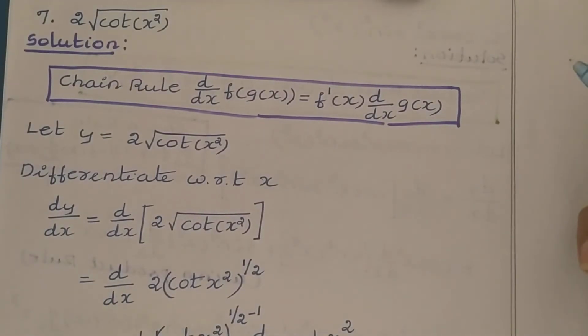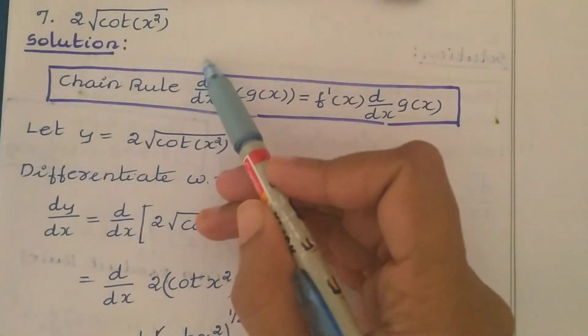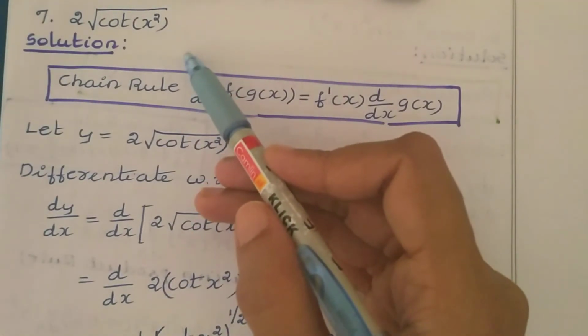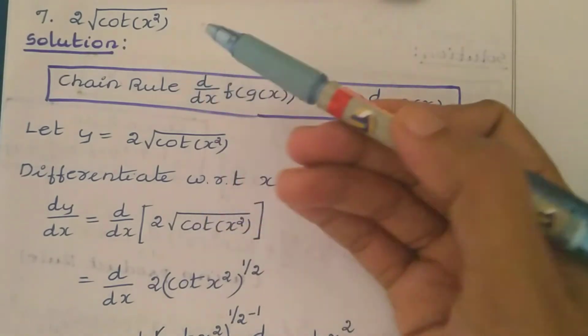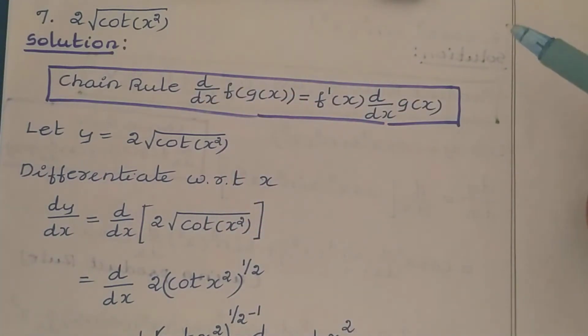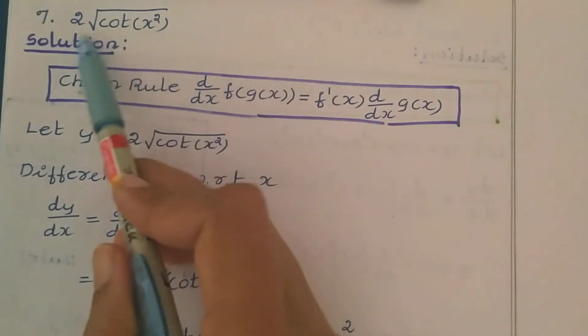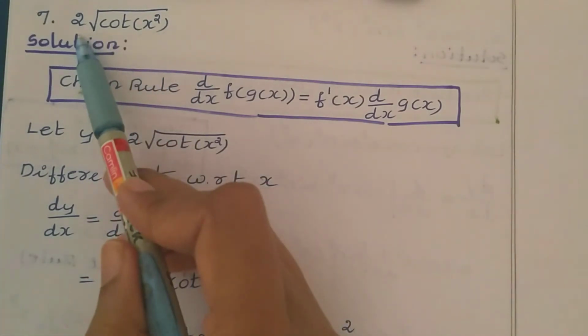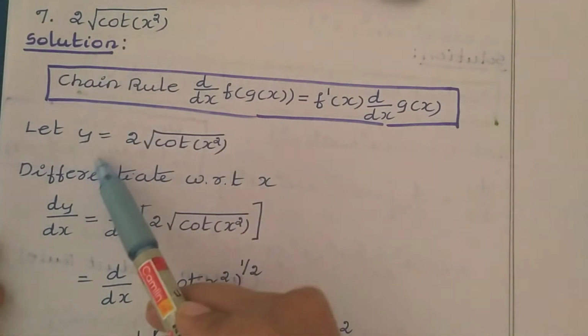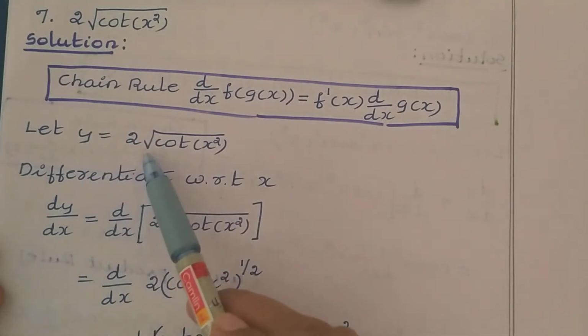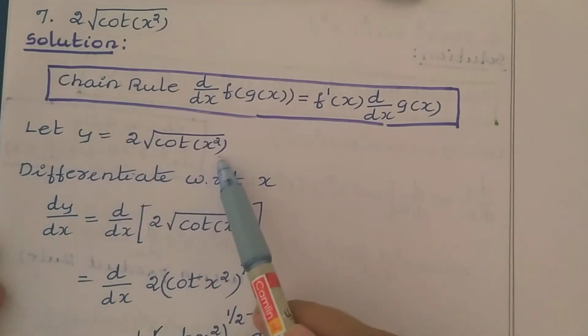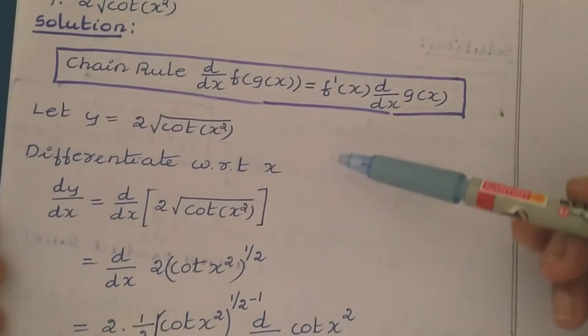Question number 7, 2 square root of cot x square. So here we have to differentiate this function. Here we can't apply the product rule or quotient rule because we have this cot x square function. There is no multiplication with this. Here we just have a constant value. So first let us take this as y. y is equal to 2 into square root of cot x square. Now let us differentiate this with respect to x.